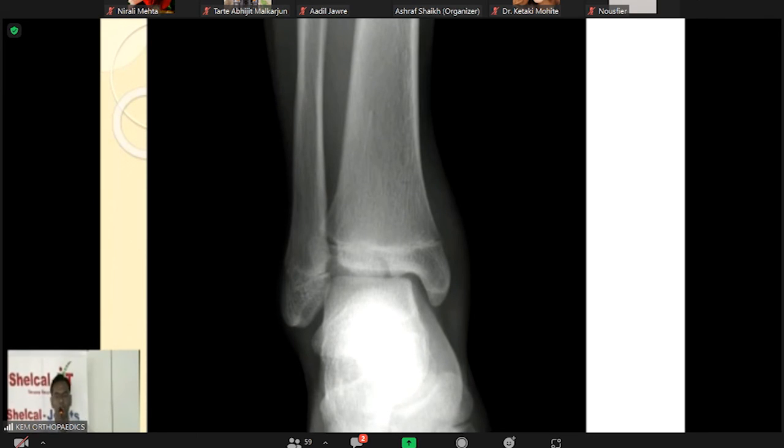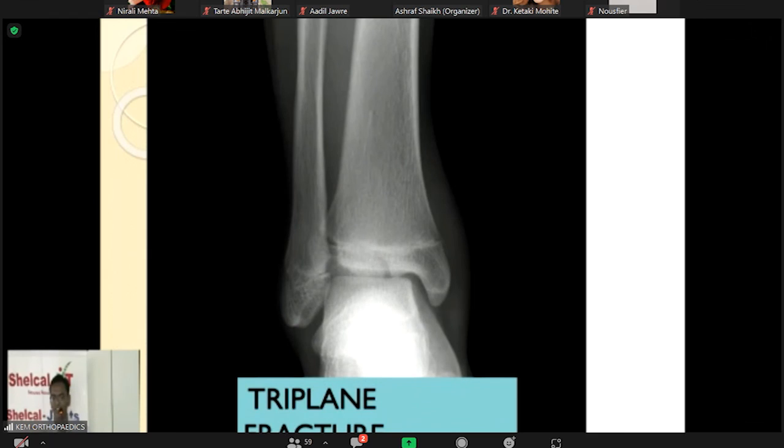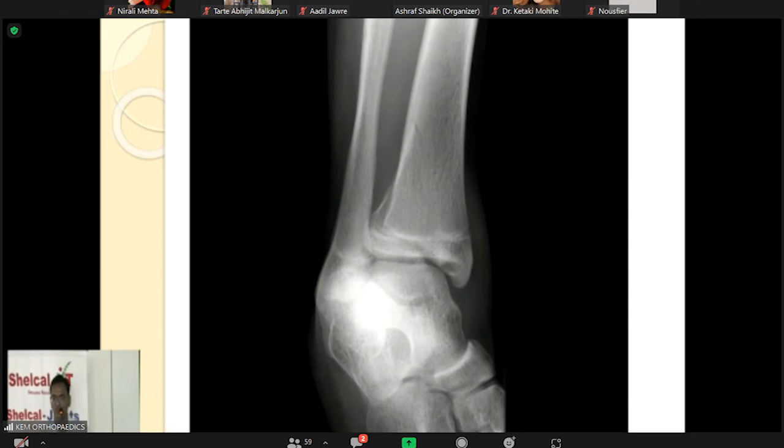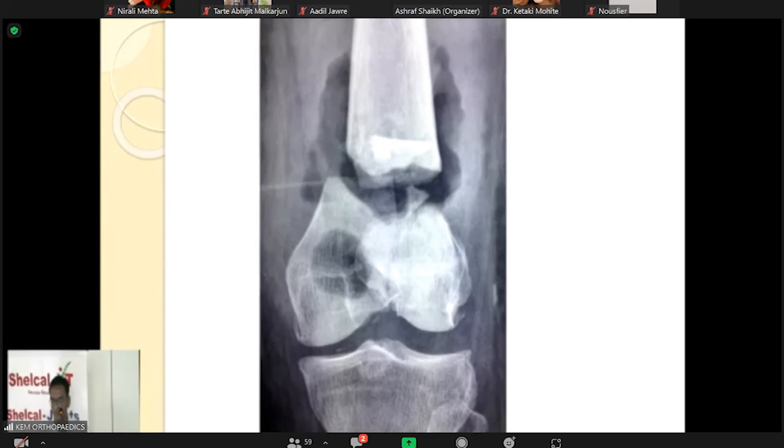Anyone? Normal X-ray? Type 5 Salter-Harris. Okay, anything else? This is a special type of fracture. This is a triplane sort of fracture, which is seen in the ankle. Anything particular about this X-ray?